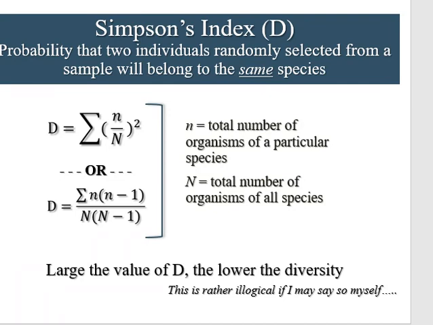So the first one is the Simpson's index, which is denoted as just D. This is used to measure the relative biodiversity of a given community or between communities. More specifically, it measures the probability that two individuals randomly selected from an infinitely large community or sample will belong to the same species, or same type, same family, same genus.